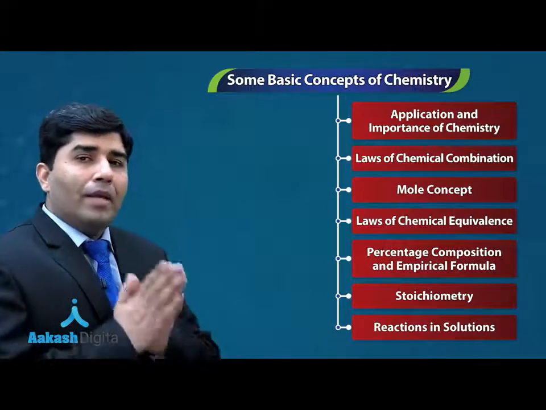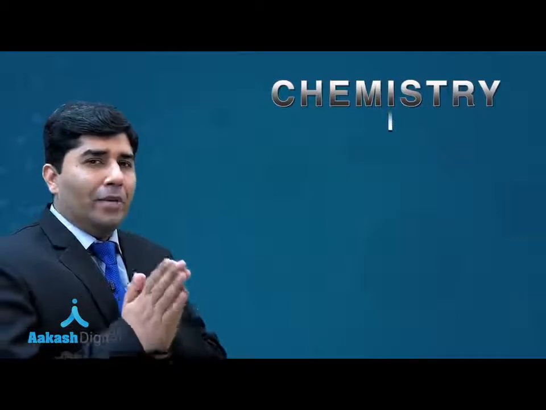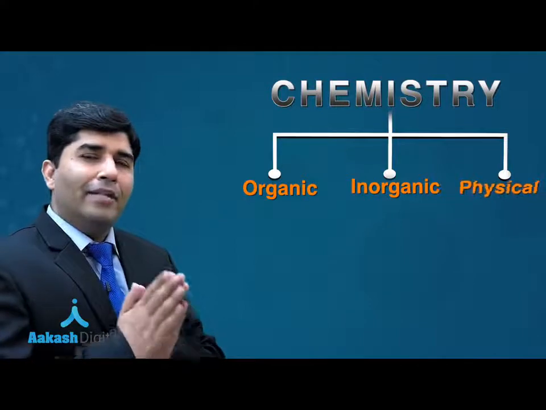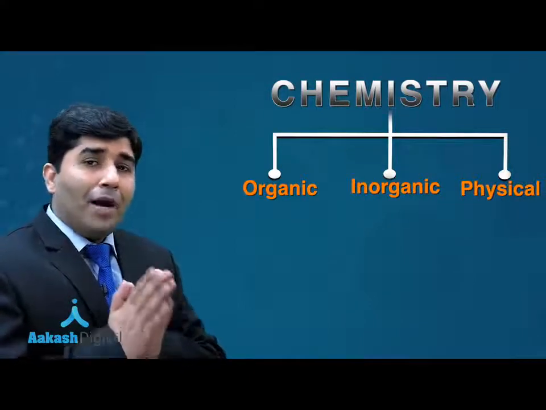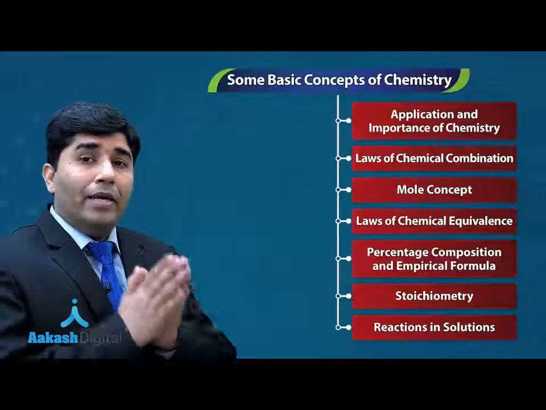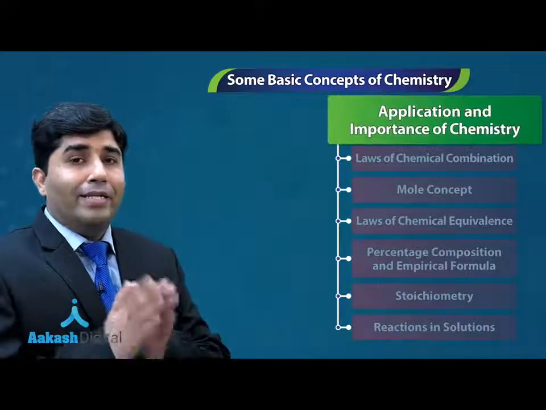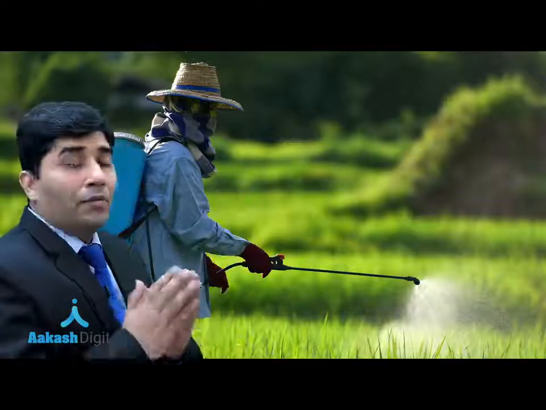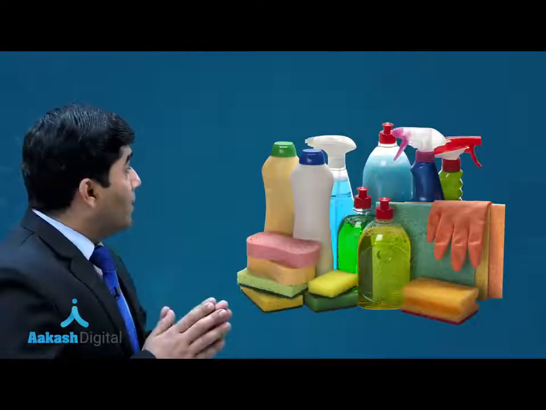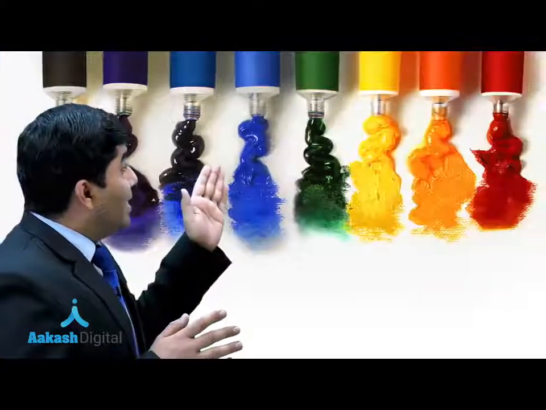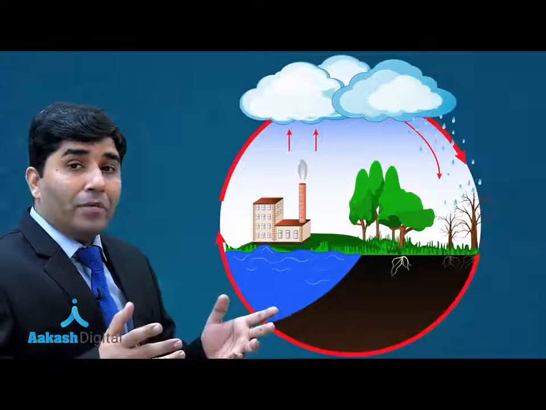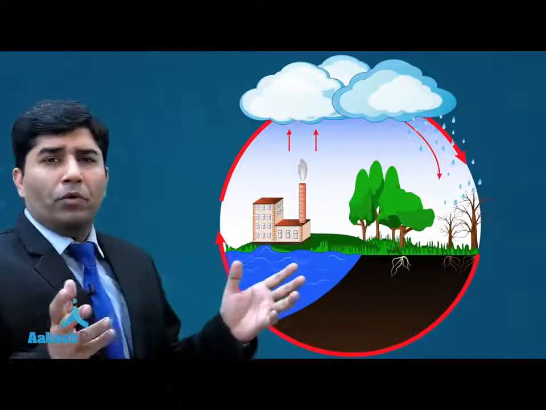Now, chemistry is divided in three parts majorly. First is organic chemistry, then inorganic, and then physical chemistry. But apart from that, there are many areas where chemistry is applied. For example, there is agriculture, there is soaps and detergents, there is dyes, pharmaceuticals, nuclear chemistry, environmental chemistry, and many more.